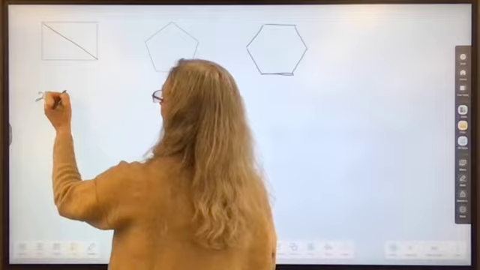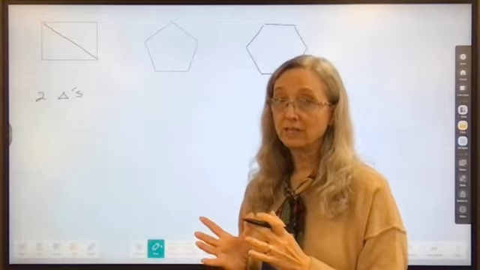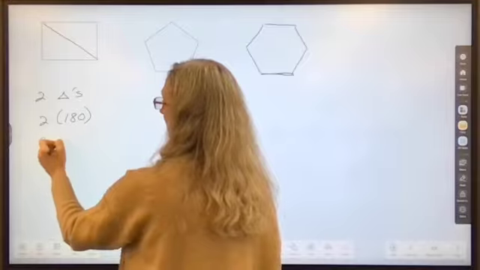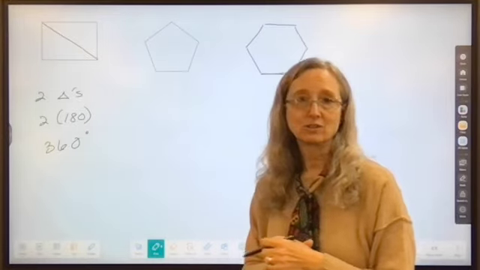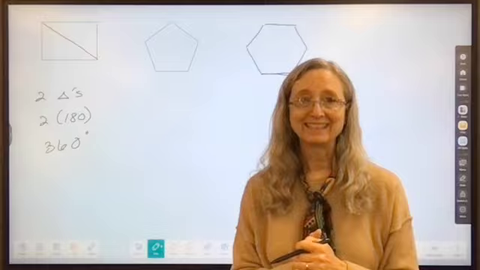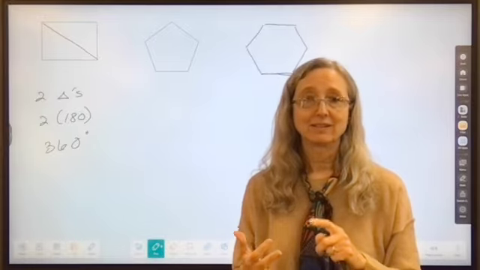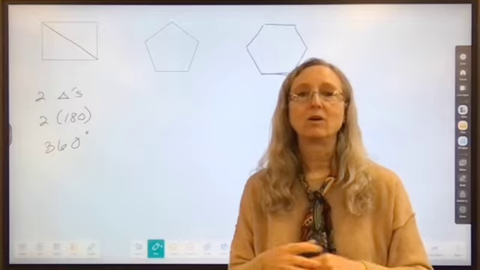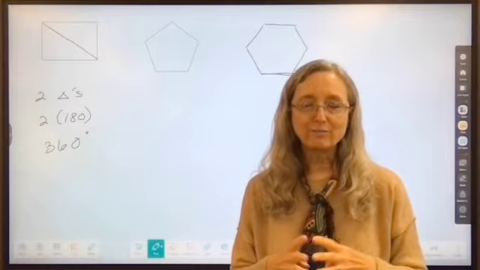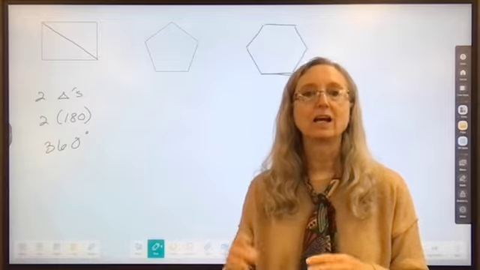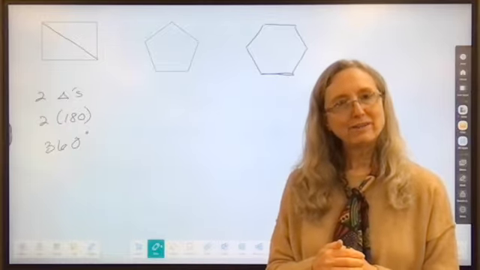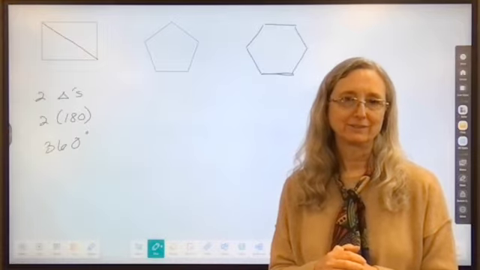2 triangles. Each triangle is 180 degrees, right? So I have 2 180s, or 360 degrees. It doesn't matter what shape my quadrilateral is. It doesn't matter if it's a kite, a trapezoid, a parallelogram, or just some random quadrilateral that doesn't fit any of those categories. All four angles will always add up to be 360 degrees.